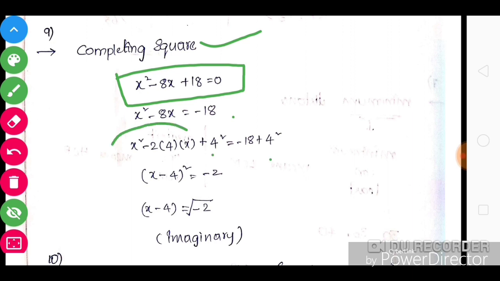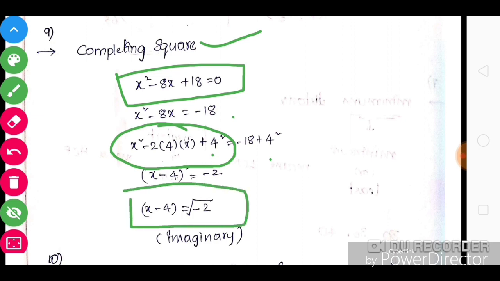Here see, observe here, x square minus 2ab plus b square, it is in the format of a minus b whole square, that is x minus 4 whole square is equal to minus 2, and x minus 4 is equal to square root of minus 2. So therefore roots are imaginary. Right? Okay.